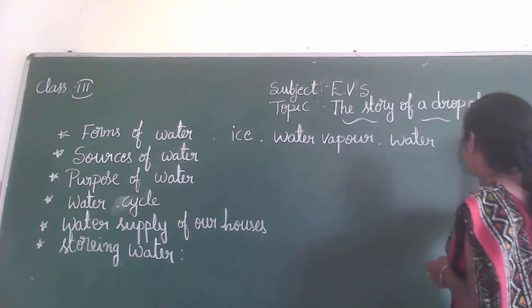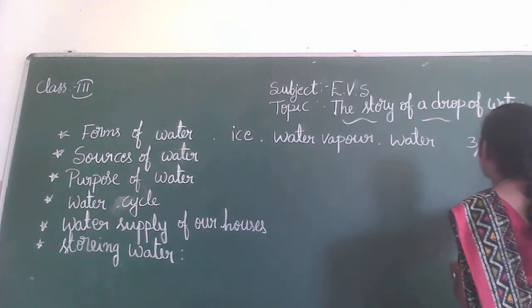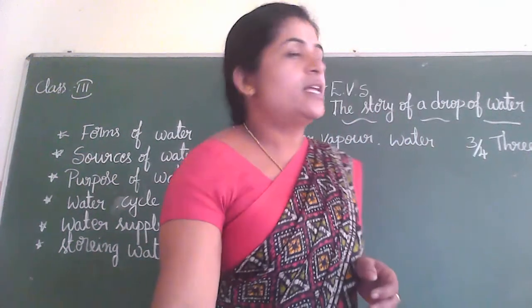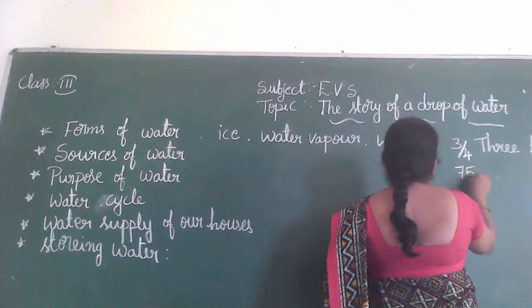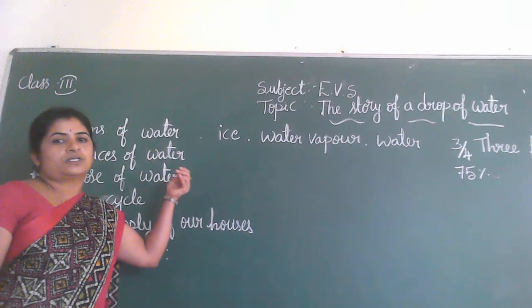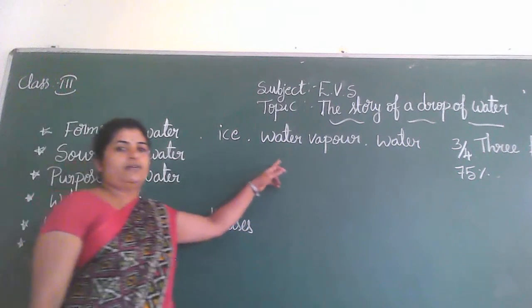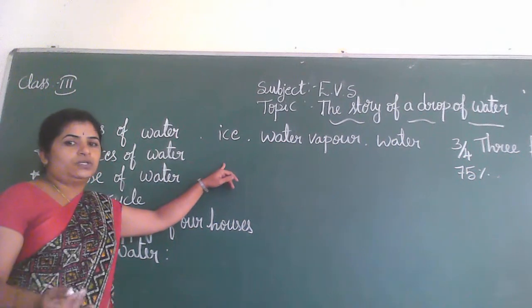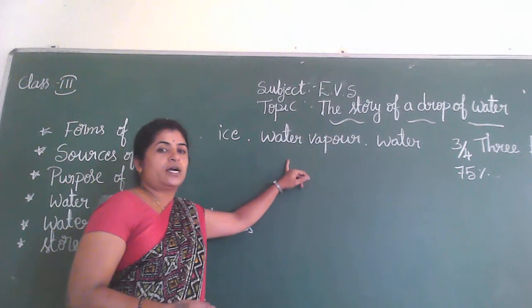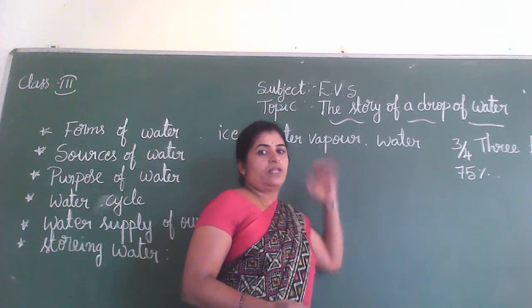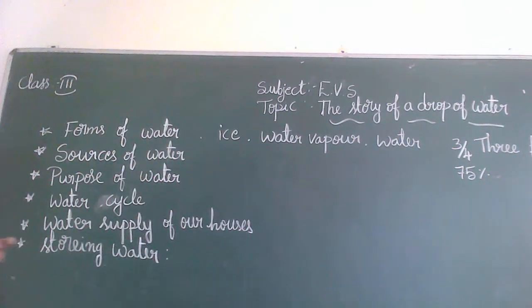On the earth, three-fourths of the earth is covered with water. Three-fourths, 75 percent, of the earth is covered with water. Okay? Water has three forms. Which are those, children? Ice, water vapor and then water. We can cool water to change it into ice. We can heat water to change it into water vapor. These are the three forms of water.